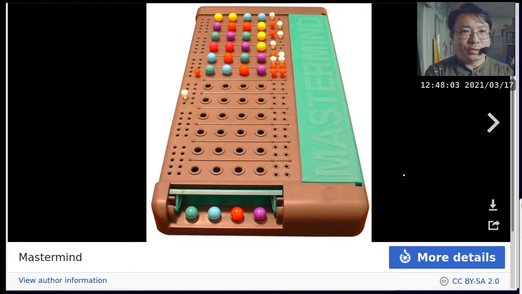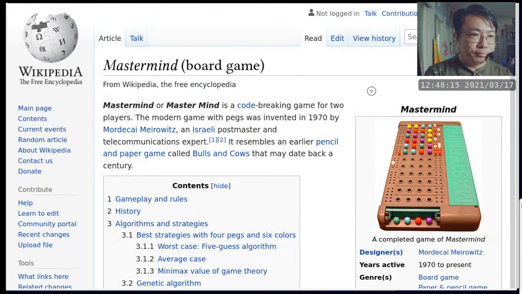I think some of you might have played this game before. Probably there are apps already, so you can play this game against the computer, or you can play against another person remotely and stuff like that. So the game is about decoding.